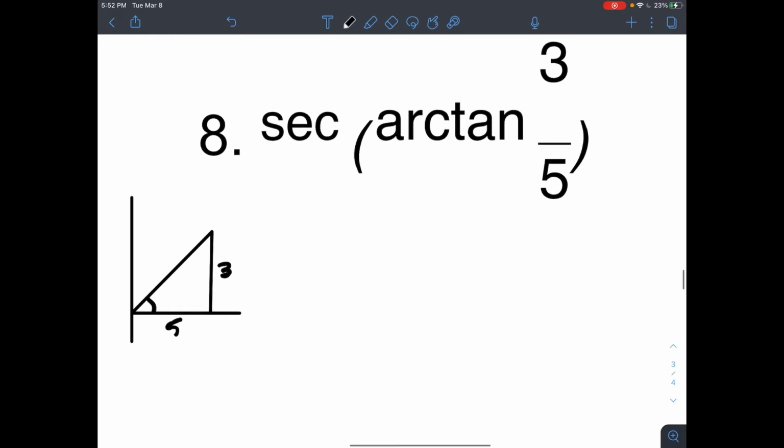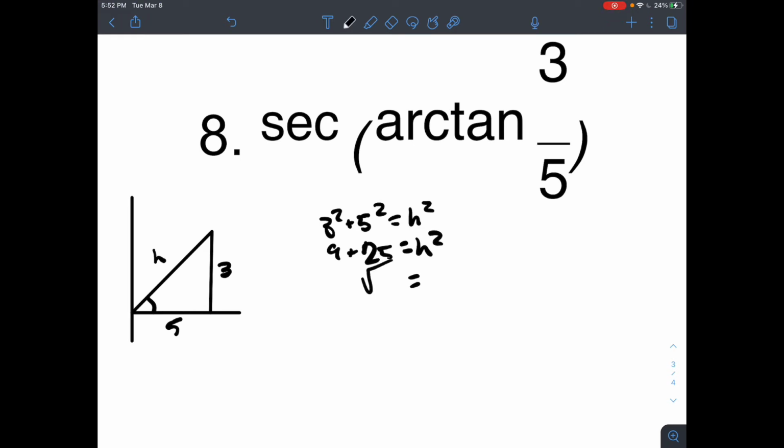For the hypotenuse, 3 squared plus 5 squared is equal to h squared, so this is going to be 9 plus 25. And then you're going to get root 34, right? I believe so, root 34. I know that doesn't look right, but we're just going to have to stick with it.